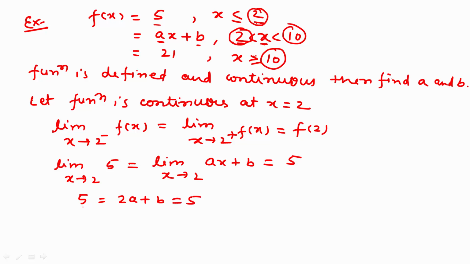You can see here 5 is equal to 5, means your left hand limit is equal to the function at x is equal to 2. Both are equal, so we can write 2a plus b is equal to 5. This is your equation number first. Next, you have to check the continuity at x is equal to 10, because 10 is the another repeating number.